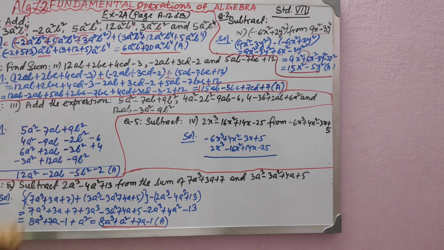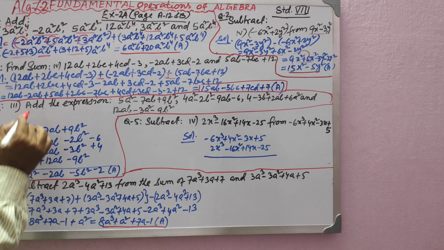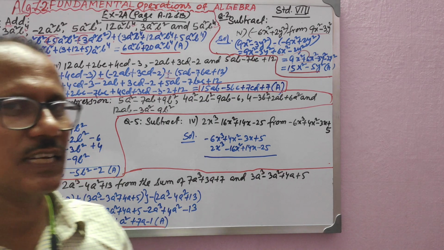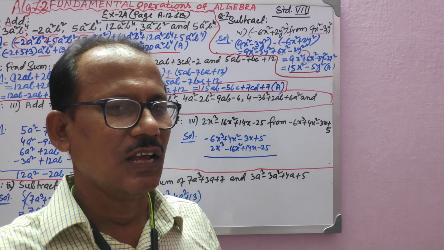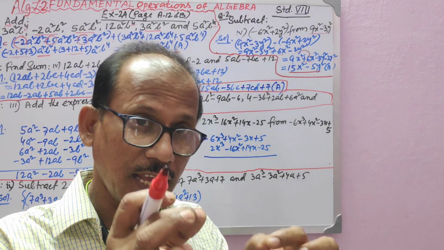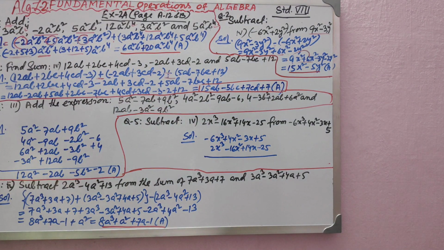Now question number 4 I have taken and I have tried to do the column method. This is the column method, while you are writing the first addend and below that you are arranging the successive addends as per the like terms. Then you are doing the operations, addition or subtraction. That is called column method.